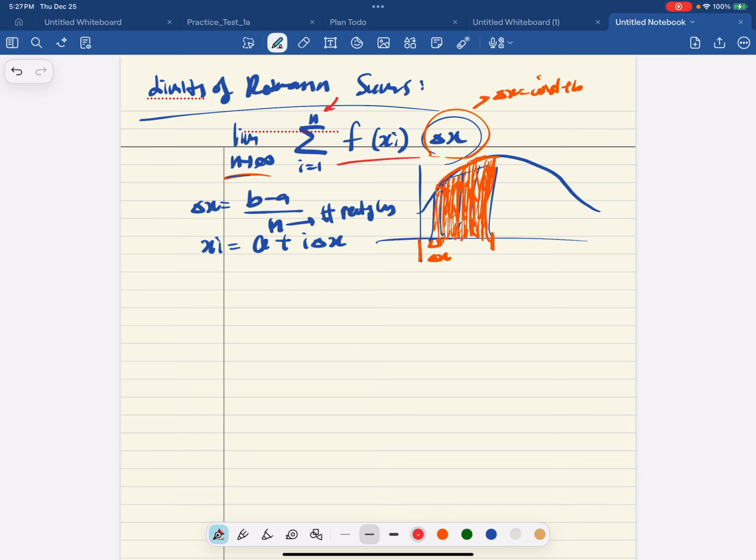We're going to be given a function f of x, and they're going to ask you for the limit of Riemann sums using the definition of definite integrals, not derivatives of definite integrals. I'm just going to do one example.